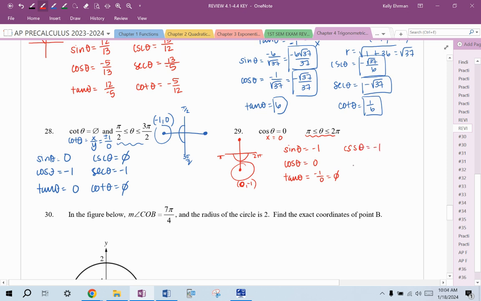Cosecant theta is -1. Secant theta is undefined, the reciprocal of 0. And cotangent theta is equal to the reciprocal of undefined, which is 0.